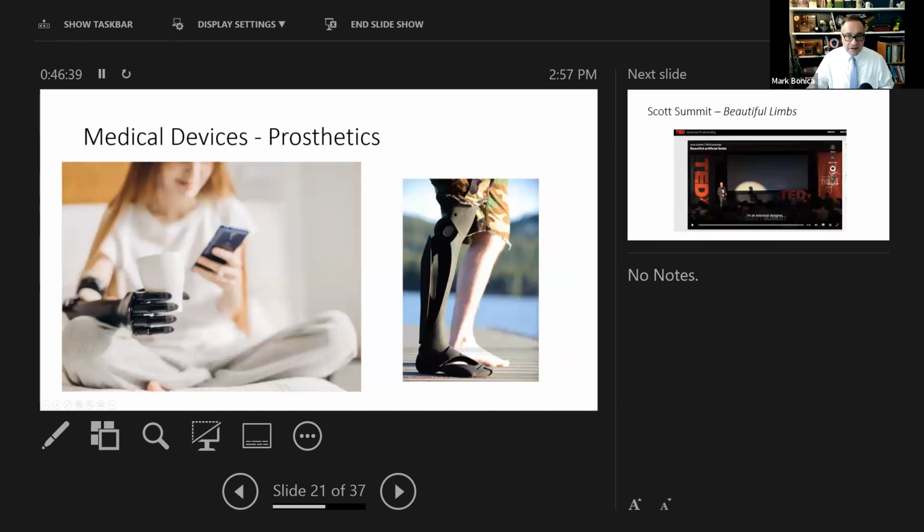So some other medical devices: prosthetics. This is a clip from the video that I'm going to ask you to watch, but prosthetics have come so far, even in my career. Since the 90s, the amount of research that was done as a result of Gulf War I and Gulf War II into prosthetics has just been amazing.